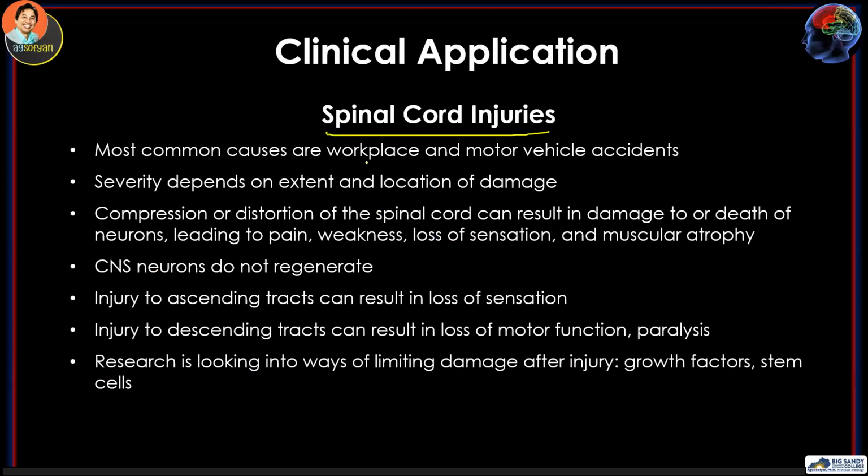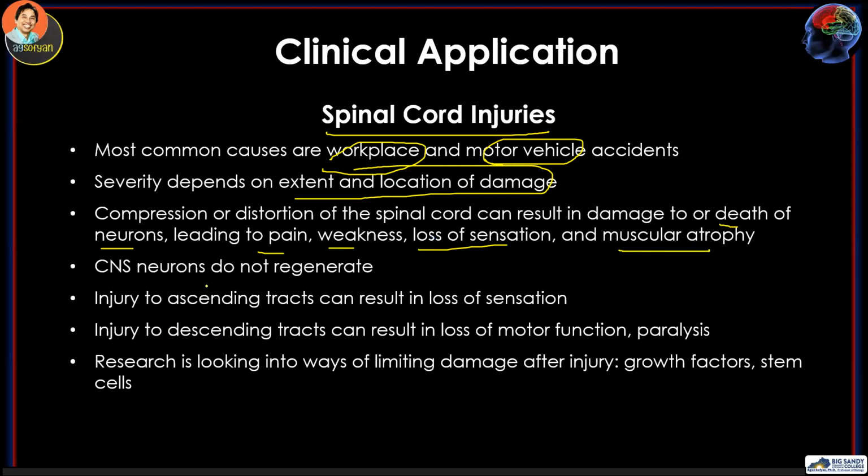Spinal cord injury. This is an injury that takes place in the spinal cord. The most common causes are workplace or motor vehicle accidents. Severity depends on the extent and location of the damage. Compression or distortion of the spinal cord can result in damage to or death of the neurons, leading to pain, weakness, loss of sensation, and maybe muscular atrophy.